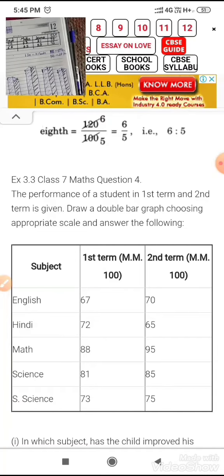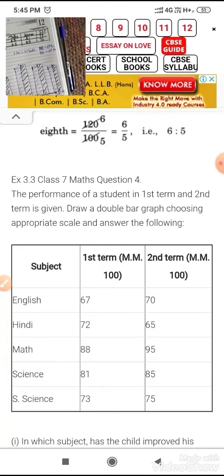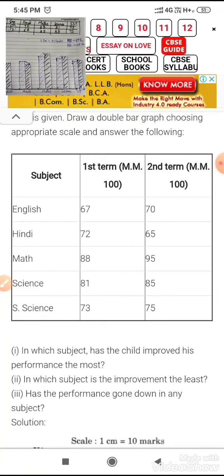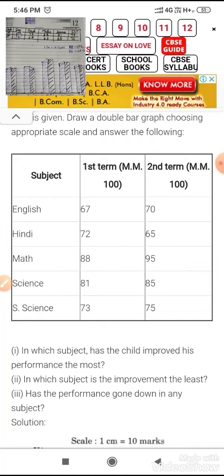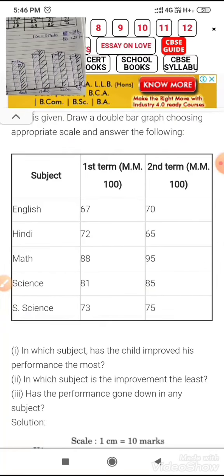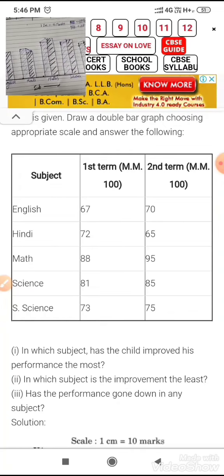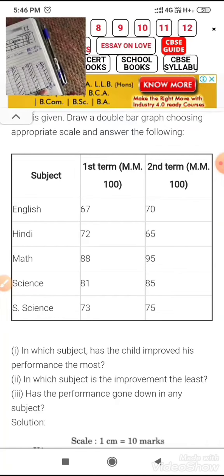Now we have to plot a bar graph for this. So first we choose the scale. Here we choose 1 centimeter equal to 10 marks, and our maximum marks is 95. So we write marks on the y-axis and subjects on the x-axis.